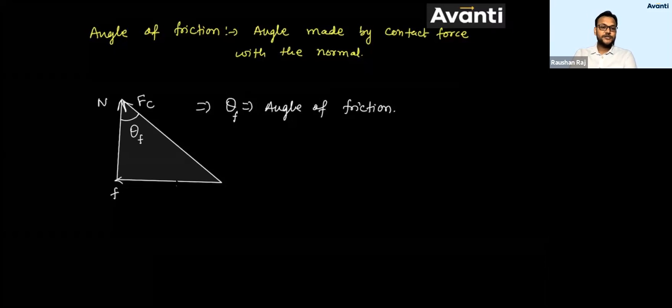Don't act like an art student. ठीक है? Science के student हो, दिमाग लगा के देखो. When did we call this as angle of friction? When the angle is made by the contact force with the normal. Then we call this angle as angle of friction. अच्छा, what will be the value of this? So tan theta f will be equal to f divided by n. Okay?